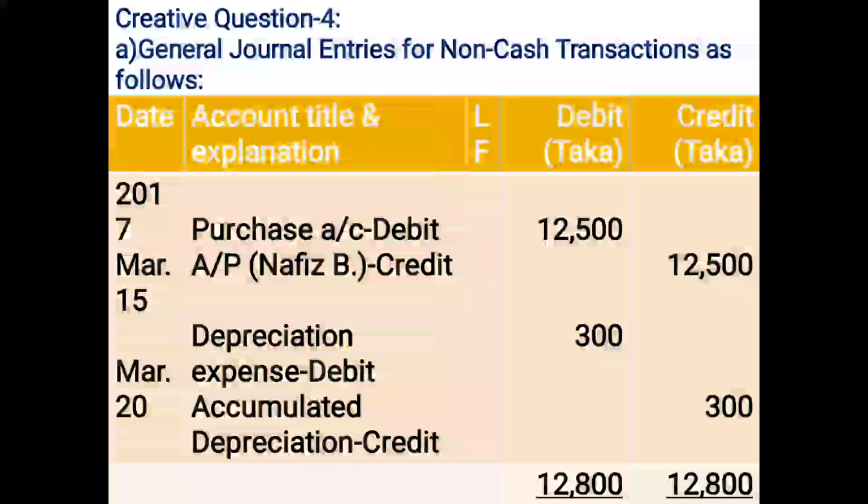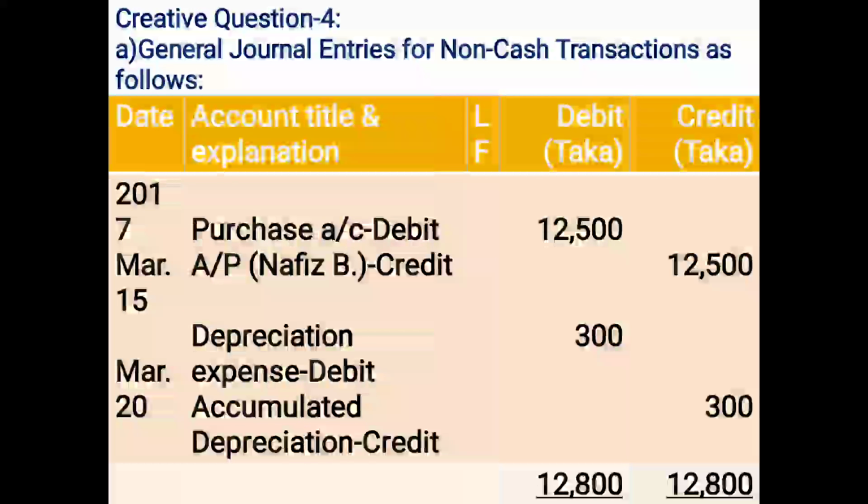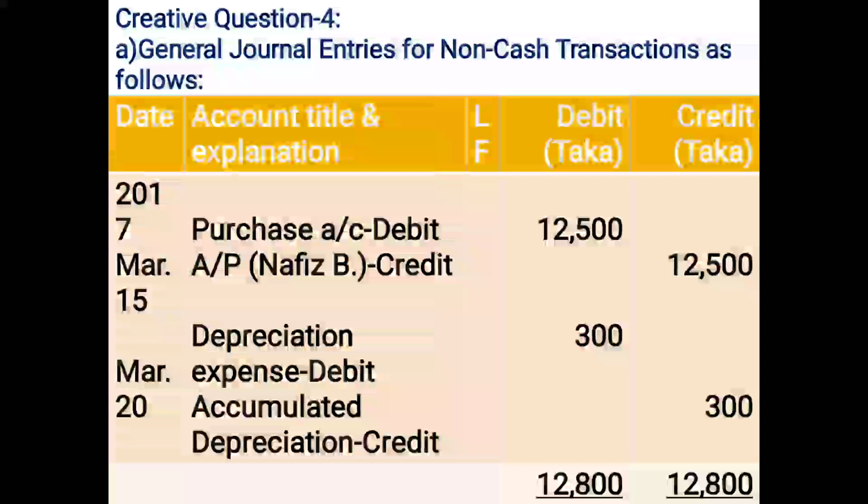Show the journal entries. Which transactions are not included in the cash book, that is non-cash transactions. In this creative question, 2 transactions are not included in the cash book. March 15, goods purchased from Nafi's Brothers, with 50% in cash, and the remaining 50% is on credit. So for this on-credit transaction, it is written in the journal: purchase account debit, accounts payable, that is Nafi's Brothers, credit for taka 12,500, that is 50% of 25,000.